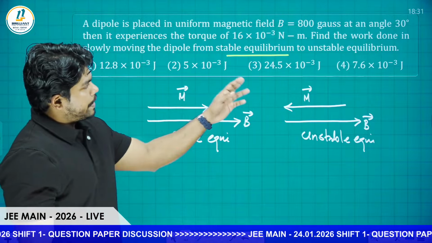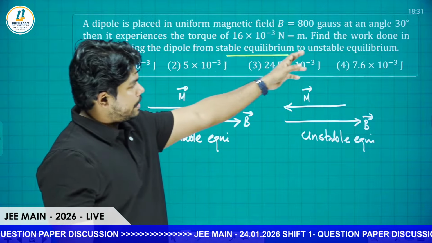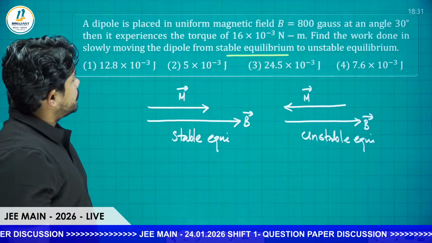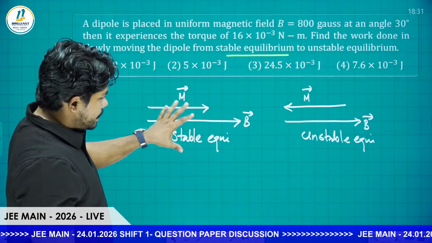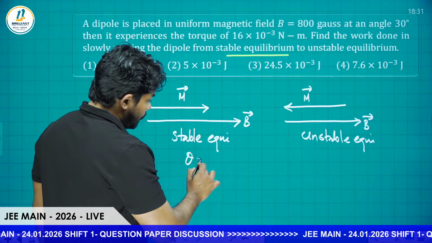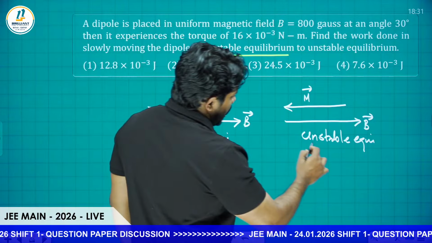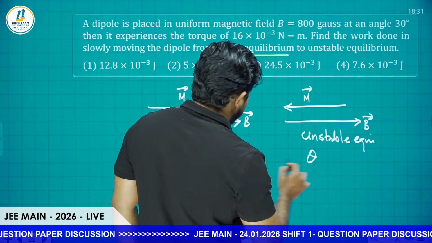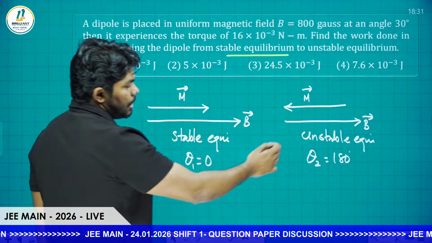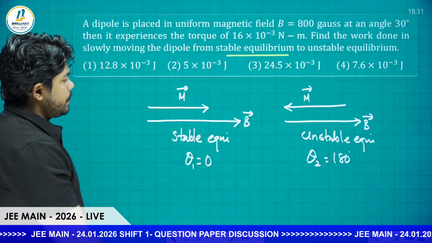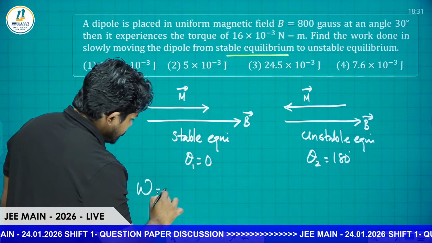So they have asked us to find the work done in slowly moving the dipole from stable to unstable equilibrium. Okay, it is already stable, that means theta equal to 0 degree, and we have to shift that to theta equal to 180 degree because they are anti-parallel, right? So what is the work done?